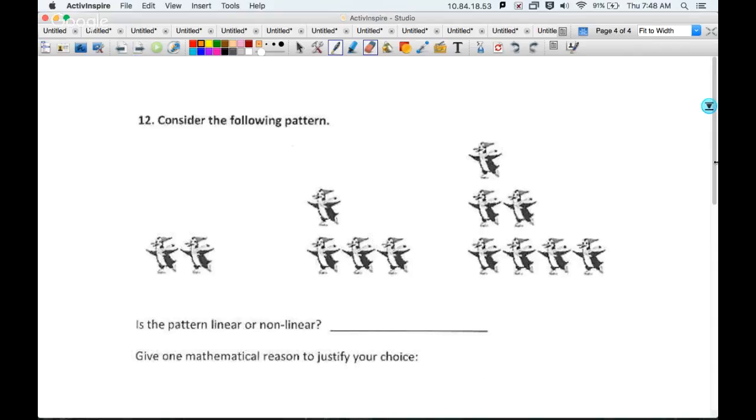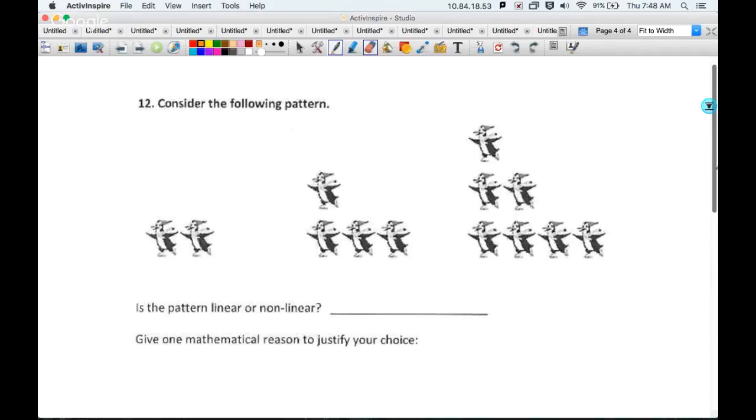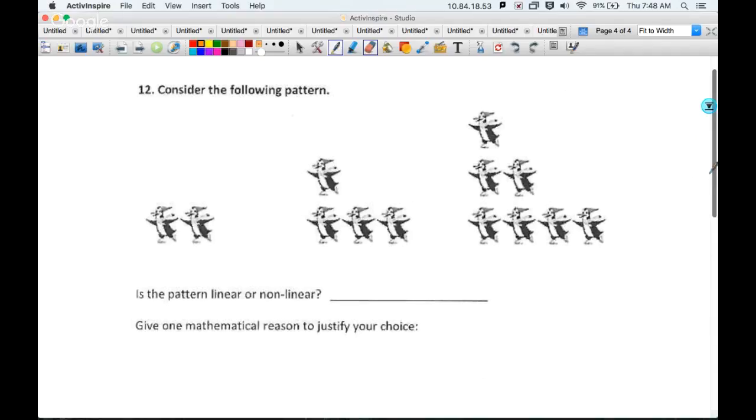All right. Consider the following pattern. We got some ice skating penguins here. Is this pattern linear or nonlinear? Well, let's just see if we're adding the same amount. To get from this one to this one, we added 2. To get from this one to this one, we went from 4 to 1, 2, 3, 4, 5, 6, 7. We added 3, so that's nonlinear.